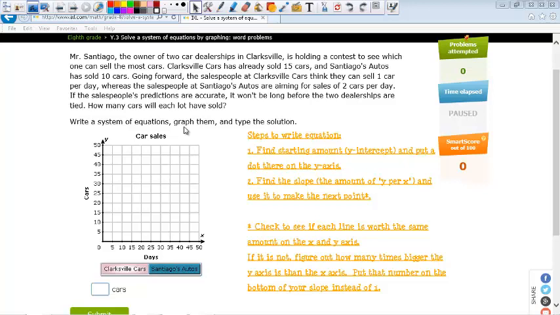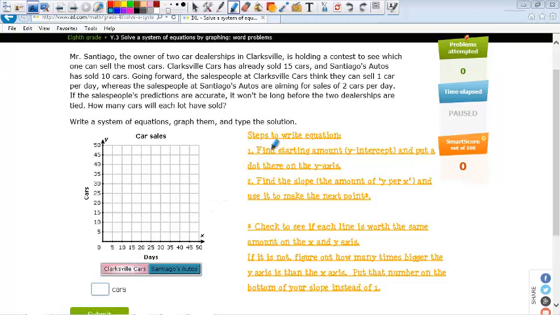Alright, we need to look at this word problem and find 2 things for each equation. We're going to have a slope and we're going to have a y-intercept for each of our equations. So in this problem we have 2 equations that we're going to make, and one of them is Clarksville Cars, the other is Santiago's Autos. So let's start by trying to find the slope and y-intercept for Clarksville Cars.